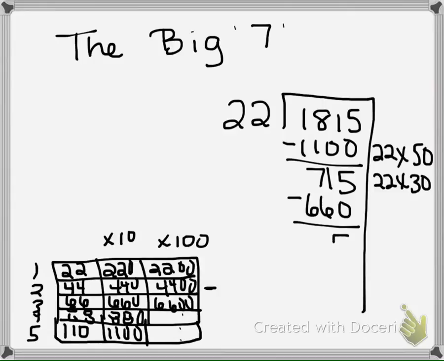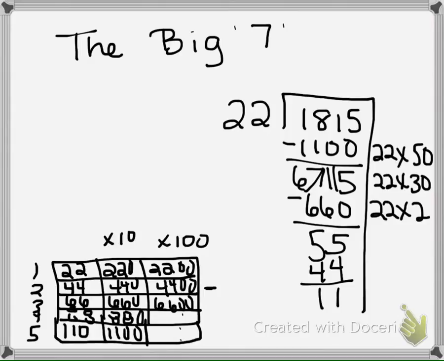So I'm going to subtract again and see what I have left. I'm going to have to do a little borrowing and carrying, and I've got 55 left. I look at my chart again, and it looks like now I can do 22 times 2. That gives me 44. When I'm done, I have 11 left, and there's nothing else I can do with 11 because 11 is smaller than 22. This is where my decimal is going to go.